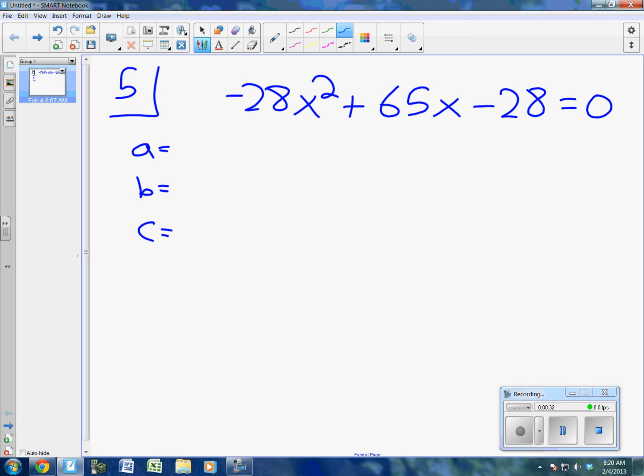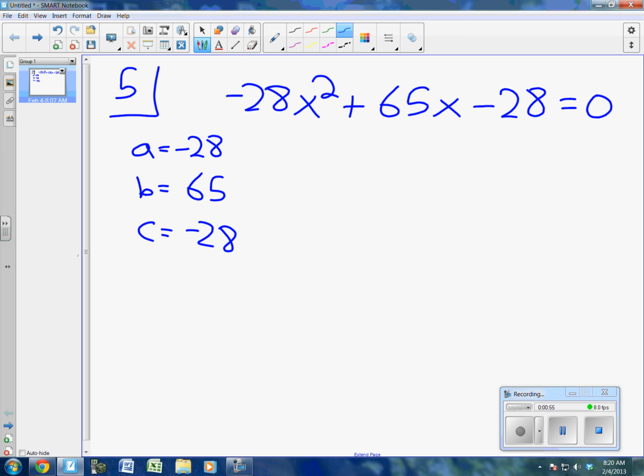Okay, A is what number? It's negative 28, which is the coefficient of the quadratic term. B is what? 65. It is the coefficient of the x term. And C is what? Negative 28, which is the constant term in this quadratic.